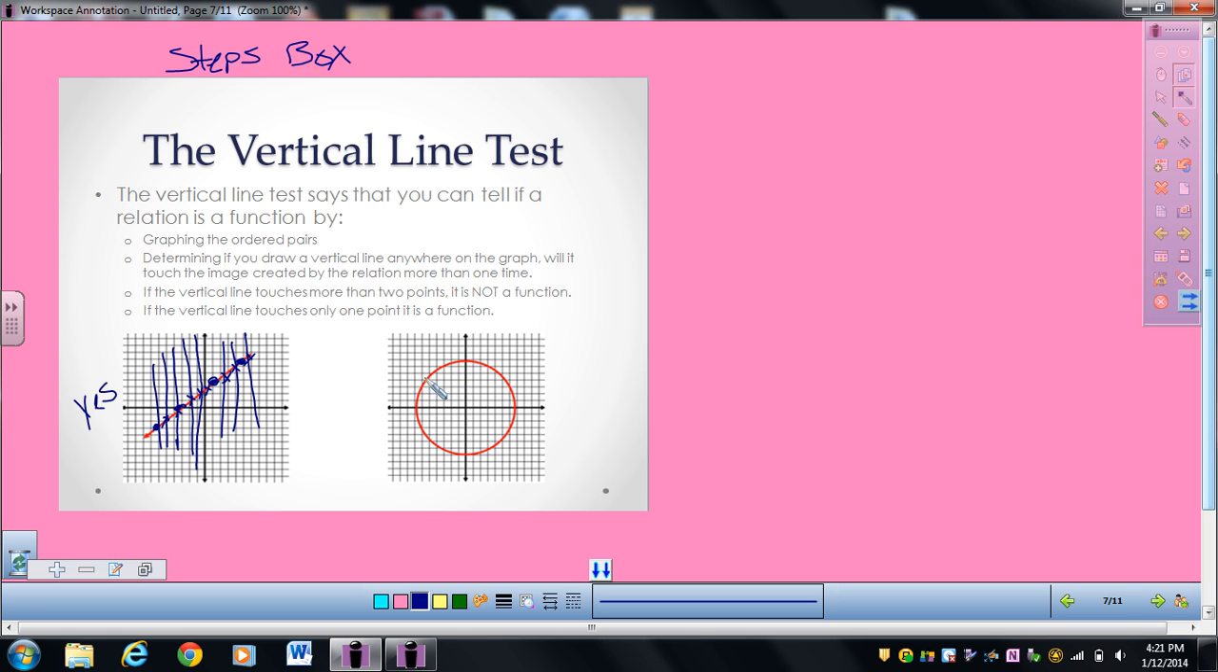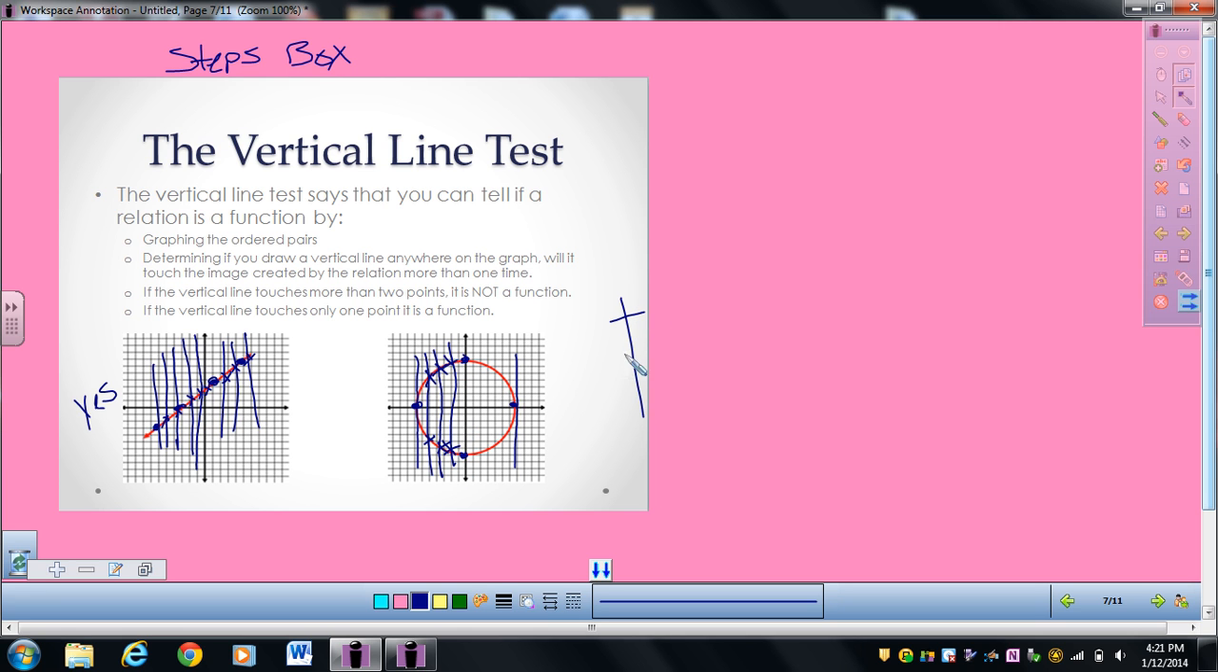Now let's look at these relations. Let's say I had this point here and a point here and a point here and a point here, and I connected them all by drawing a circle. Now if I do some vertical line tests, I might only touch it once there, and I might only touch it once there. But look, if I do that one, it touches two places. That makes it not a function. If I do that one, it touches two places. That makes it not a function. Two places, not a function.